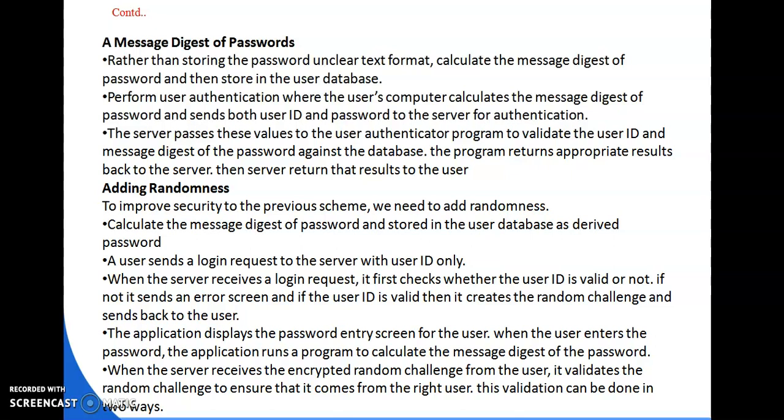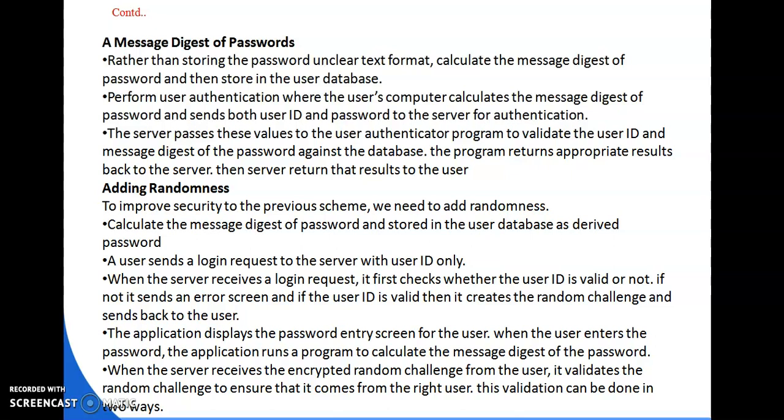The second way is the server encrypts the original random challenge with the message digest of the user's password and compares it with the user's encrypted random challenge. If it matches, it ensures that it comes from the right user. Right? These are the processes. Next, based on the previous action, success or failure, the server sends the appropriate response to the user. So the message digest is a method through which you can create the encrypted password by using some mathematical function.